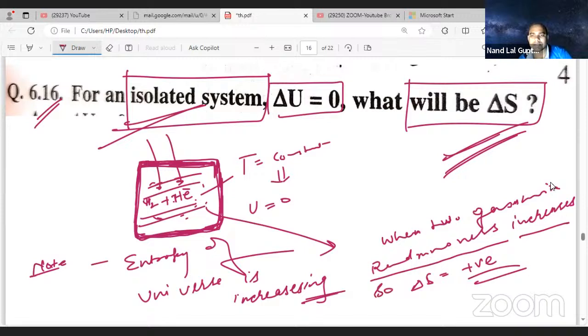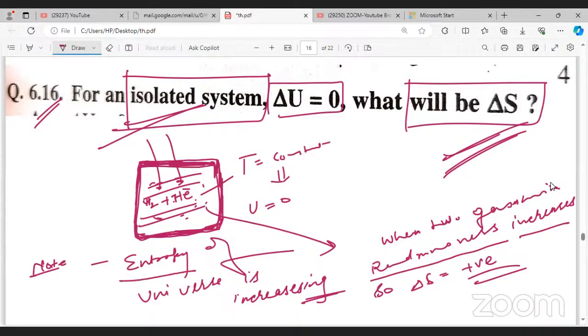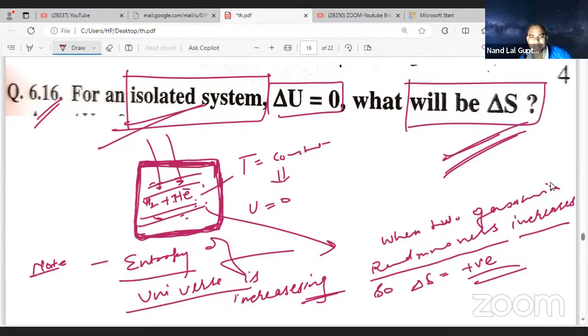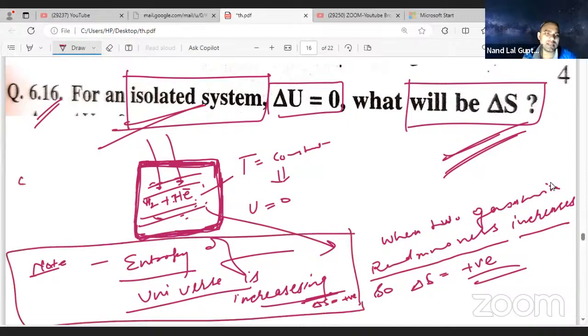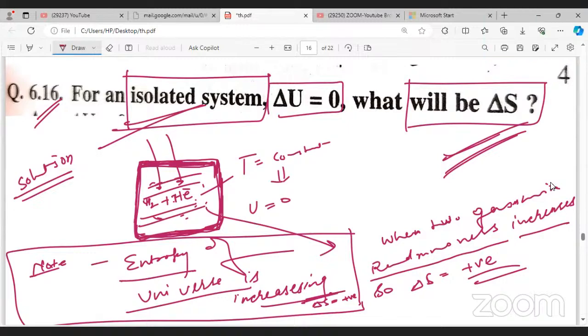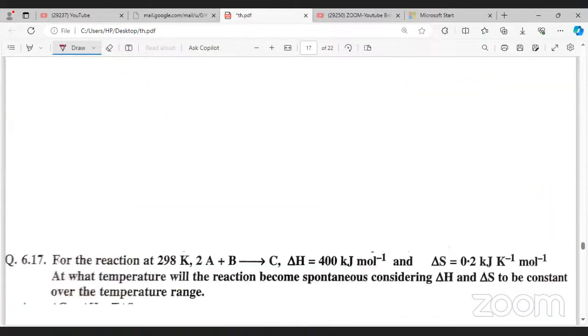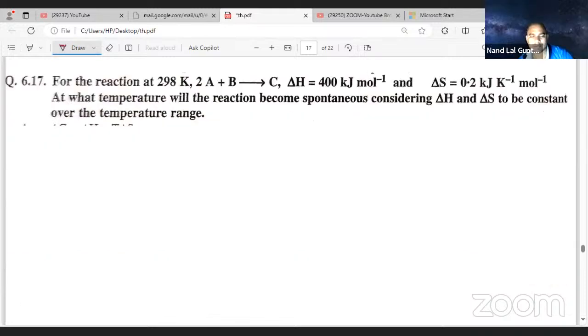So delta S will be positive. The note is there: entropy of the universe is increasing, so delta S is positive. Once you read the solution I sent you, spare 5 minutes and see what answer you know, and the answer which you are writing should be correct, the same. Next, you see here. Can you tell me this one?